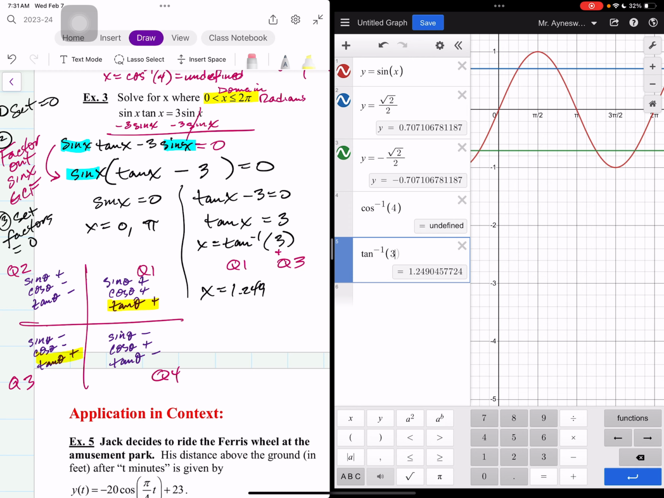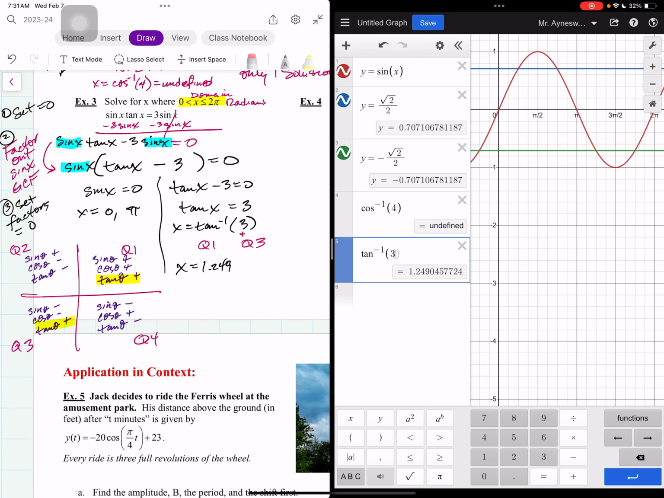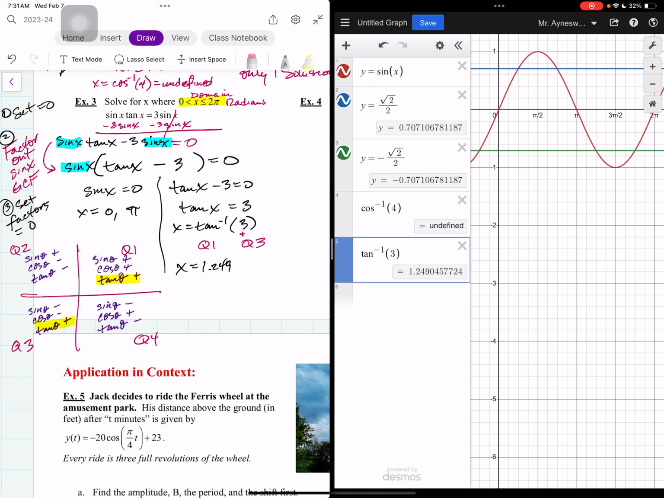Now, how do you get from quadrant 1 to 3? Well, that's easy. To get from 1 to 3, you add 180, or pi radians right here. So to get the quadrant 3 angle, you take your answer in quadrant 1, which is your reference angle, 1.249, and you have to add pi to it to get to quadrant 3.